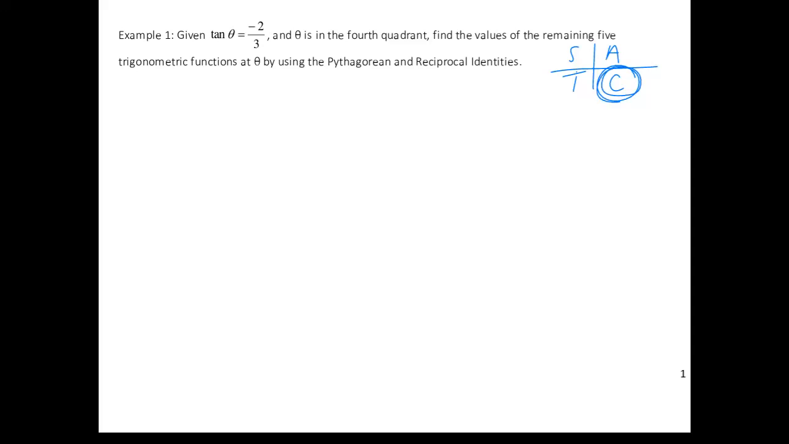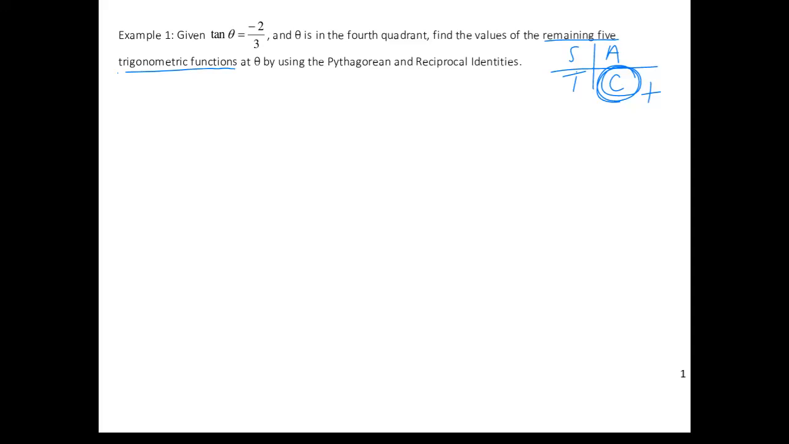And if you recall, the all students think critically that I just said is reminding us of what trig functions are positive in each quadrant. So the A for all means all, sine, cosine, everything is positive in quadrant 1. We're focused on quadrant 4, so that means that cosine is positive in quadrant 4. So when we come back to this at the end and talk about signs, we need to recall that information. So theta is in the 4th quadrant, and our task is to find the values of the remaining 5 trig functions for theta using these Pythagorean and reciprocal identities.